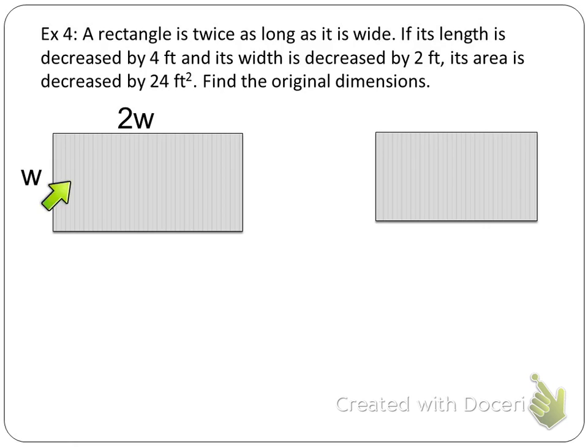Minus 4 from where? Okay, so our new length is 2W minus 4. We want to decrease the width by 2 feet. W minus 2. And that's going to decrease the total area by 24 square feet.